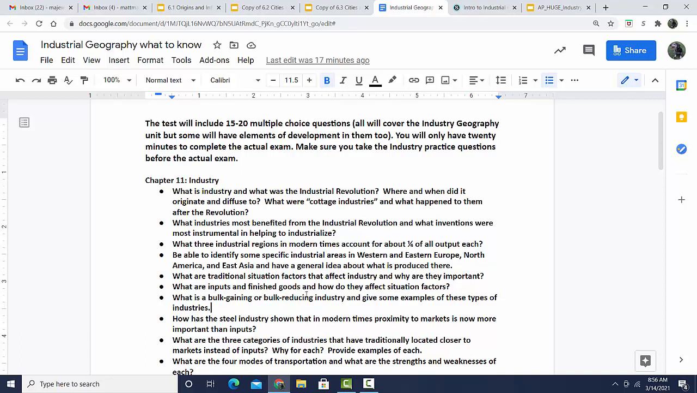East Asia, there's not a ton of industrial areas. You need to obviously know Japan, right? You need to know those industrial areas in China because they are just mass producers now. You need to be aware that South Korea is highly industrialized, and definitely should fall into that category as well.